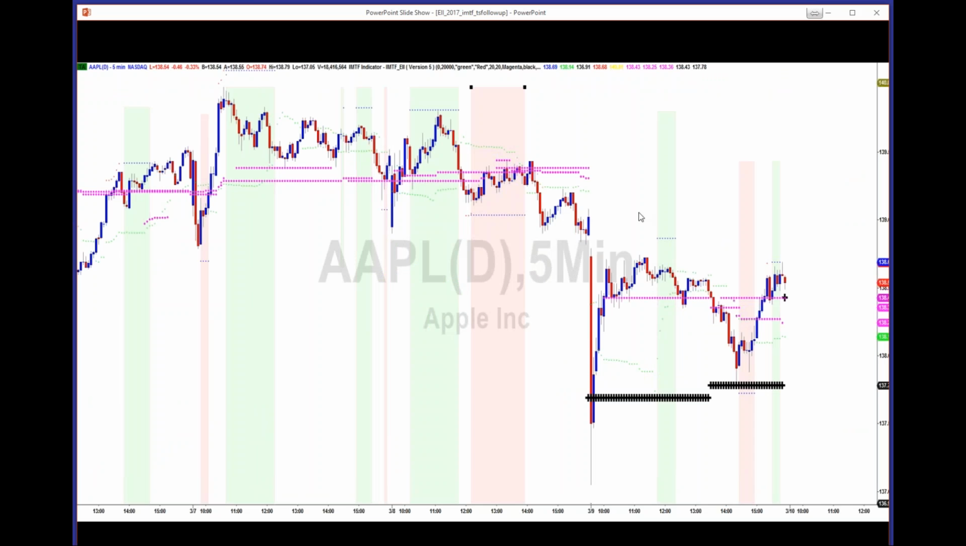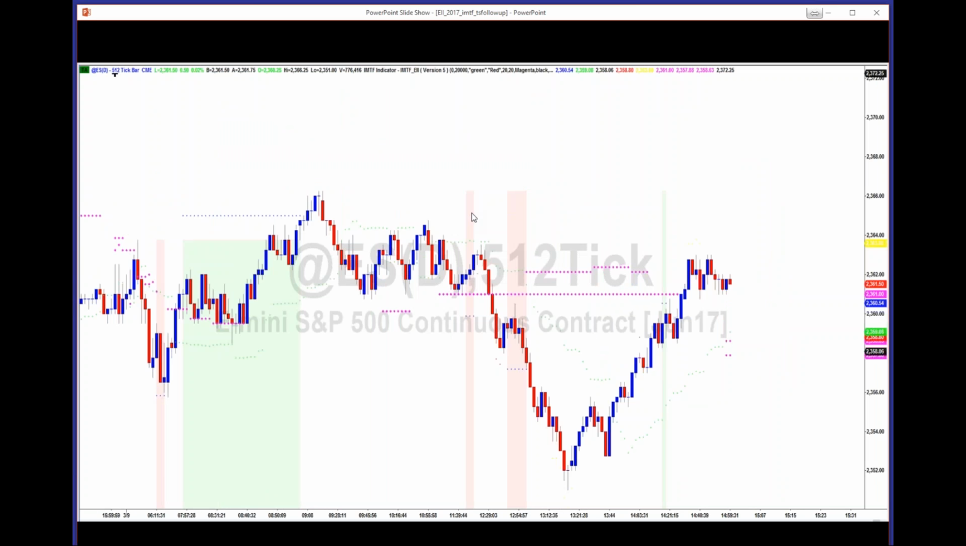this is Apple on a 5-minute. Look at the crosses here. You have these dots here that held Apple on a 5-minute, and then look what happened here on crosses. You could see these crosses here and see how price is respecting the dots and crosses here for day trading Apple.